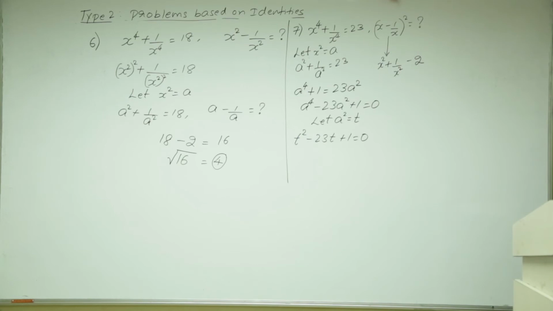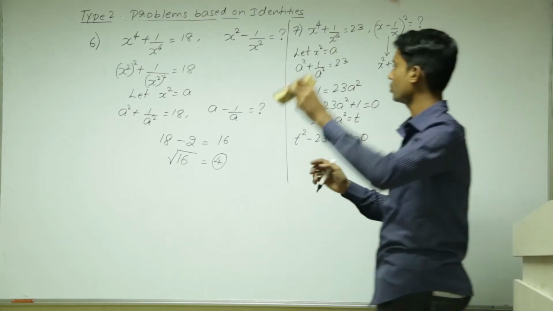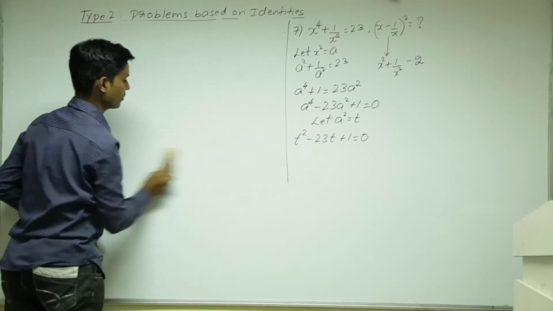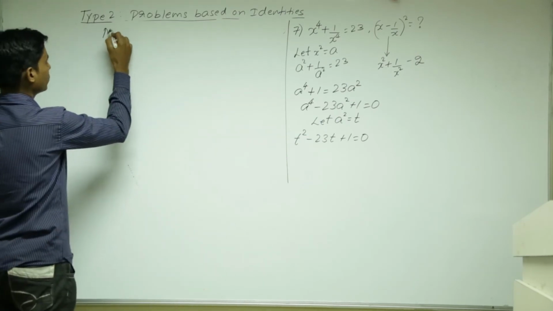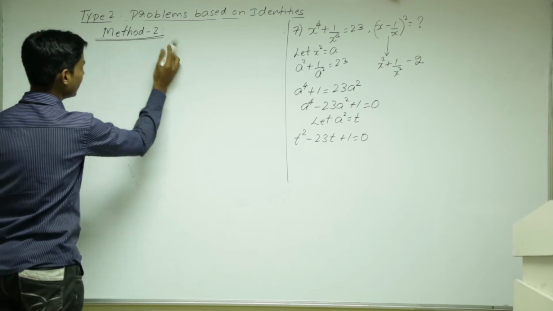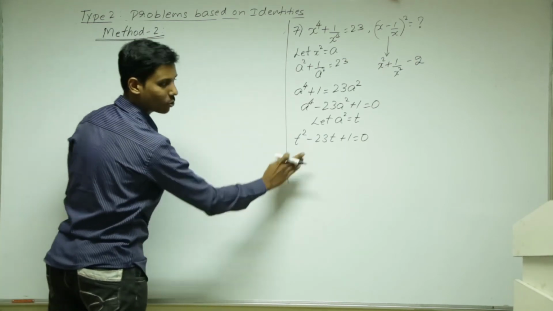Clear with the approach? Right? Now see method 2. Method 2 for the seventh question. More or less the same logic, but slightly we will eliminate this usage of all this quadratic equation.